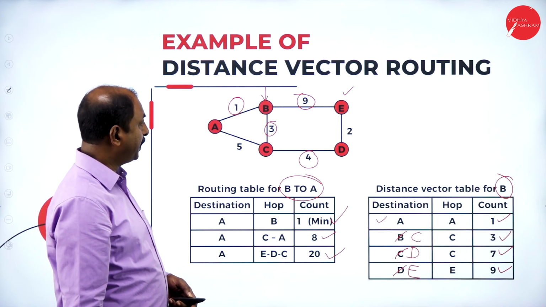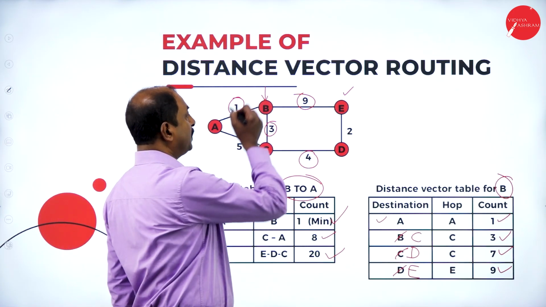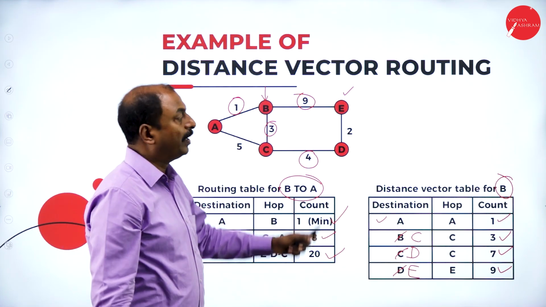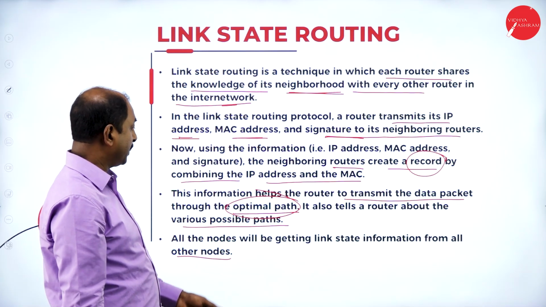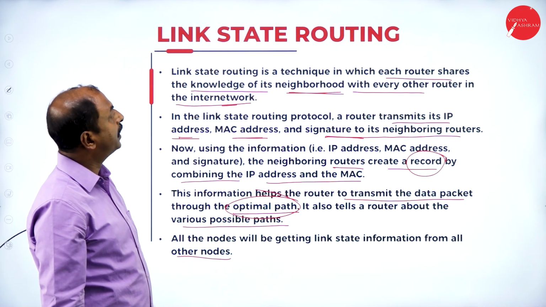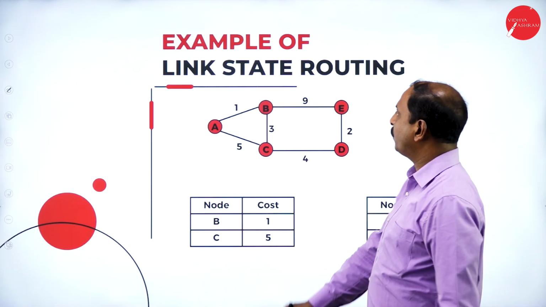And all the nodes will be getting the link state information from all other nodes. If you look at the example here, suppose this one is going to share its information with its neighboring nodes, and it goes on to other devices in the network. So this is link state routing. Now let us see an example for this.